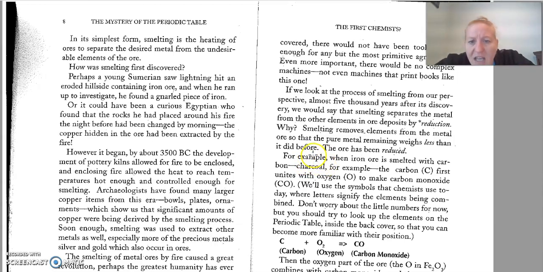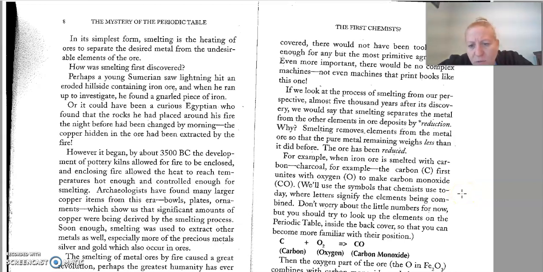If we were to look at the process of smelting from our perspective, almost 5,000 years after its discovery, we would say that smelting separates the metal from the other elements in ore deposits by reduction. Why? Smelting removes elements from the metal ore so that the pure metal remains weighing less than it did before. The ore has been reduced.